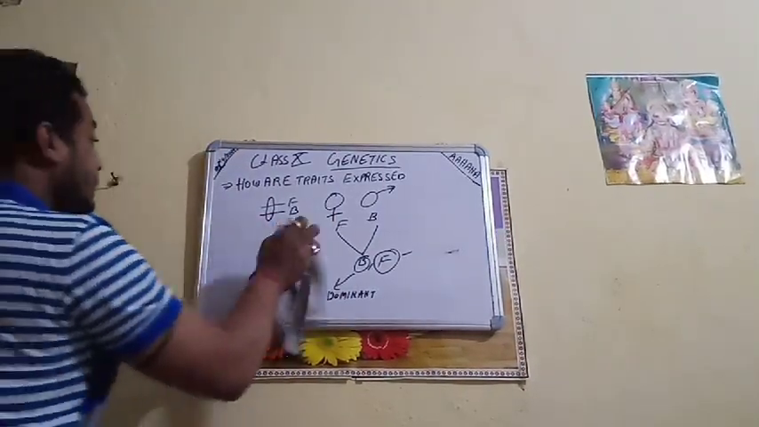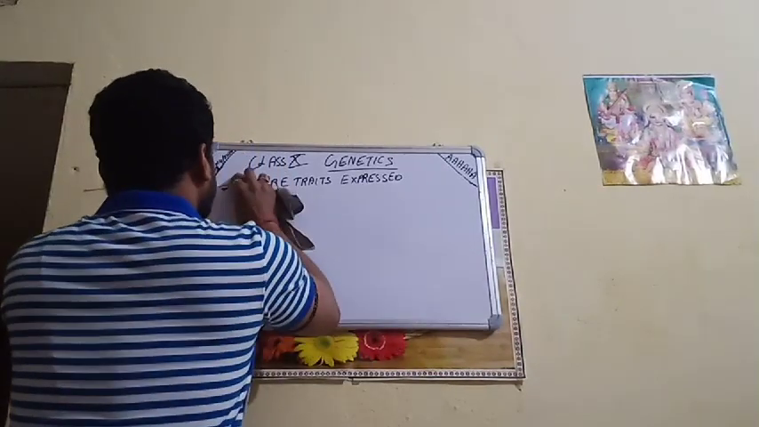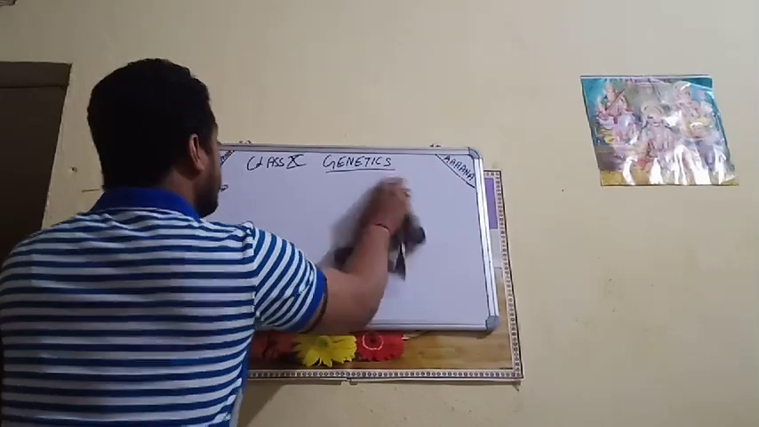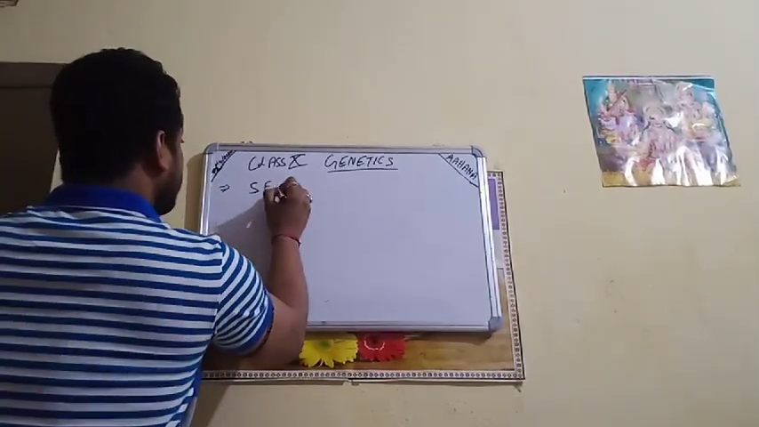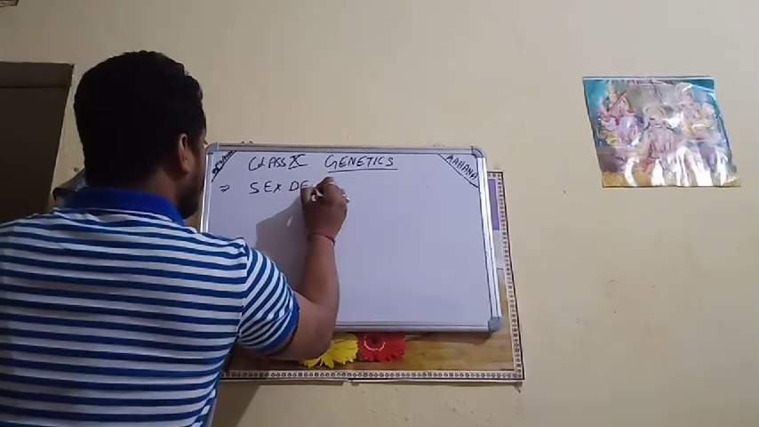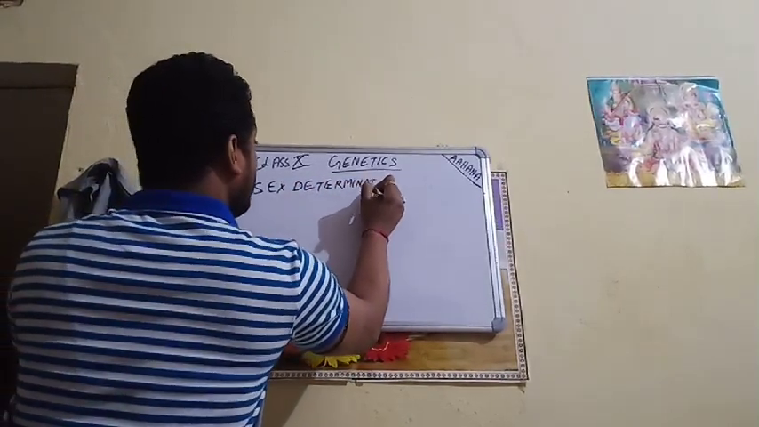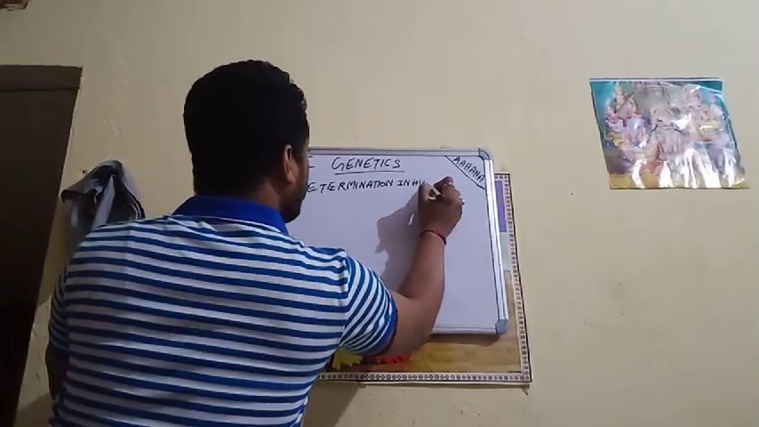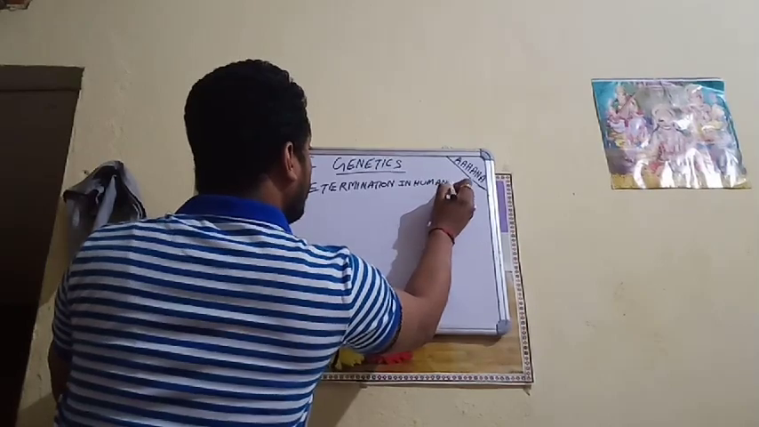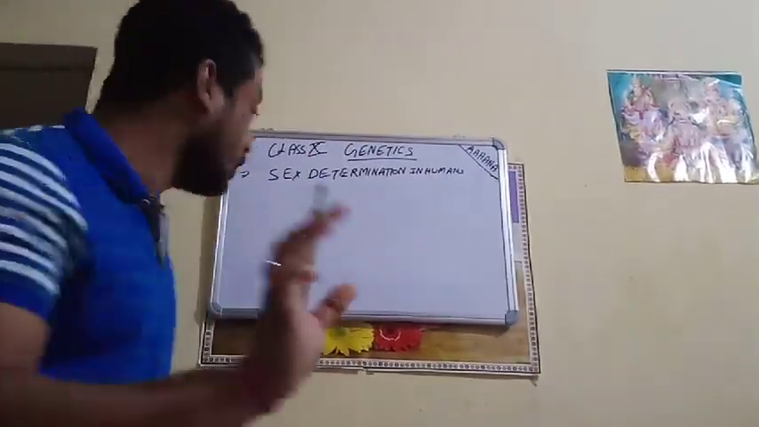Now next is sex determination in humans. Please listen to it. See how it happens. Male and female, two sexes are there in humans.